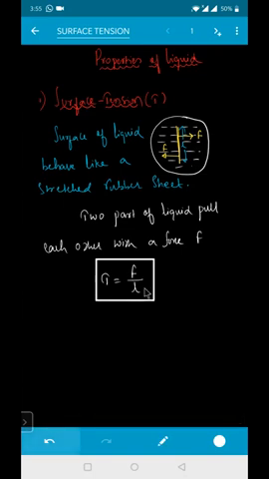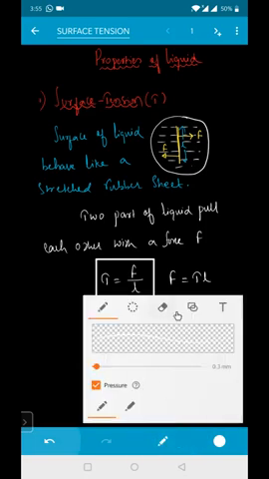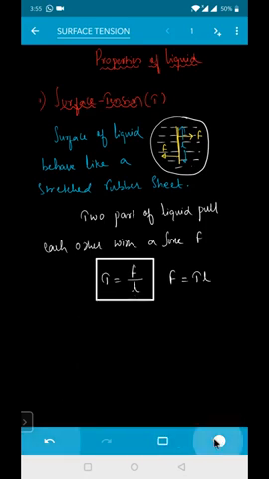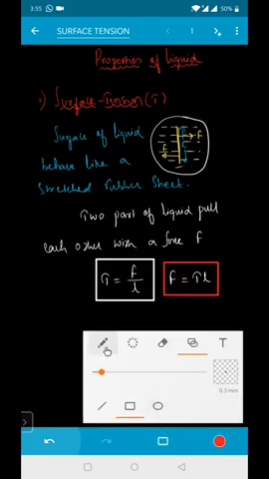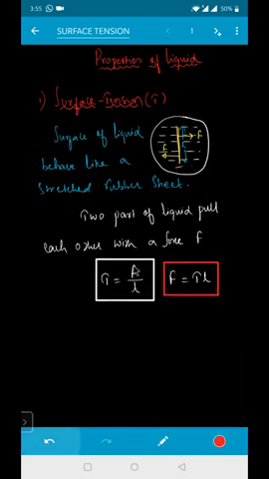T is equal to F by L. Or else I can write here force will be equal to your surface tension into your length, surface tension into the length of the liquid. Is it clear? Yes, sir. So that will be the force form. So surface tension is equal to force per unit length. Clear? Yes, sir. Next one.